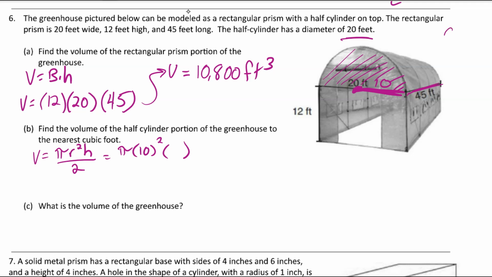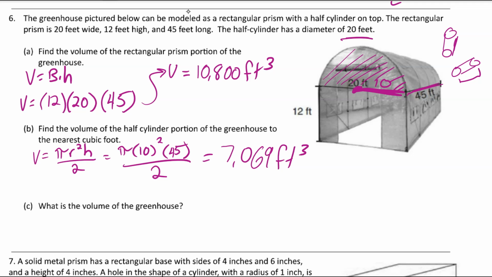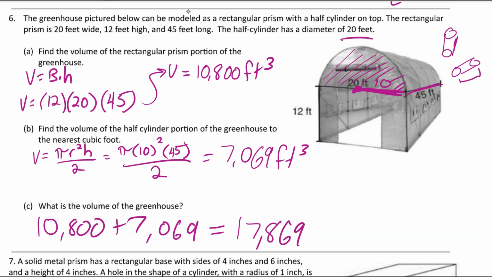So picture a cylinder, instead of standing straight up, it's lying on its side. But the height is still the distance between those two circles. So 45 represents the height of this half cylinder. And again, because it's a half cylinder, I'm going to divide it by 2. And they say round to the nearest cubic foot. So when I type that into my calculator, it's about 7,069 cubic feet. So the total volume of the greenhouse would be the sum of these two, the top part plus the bottom part, to be about 17,869 feet cubed.